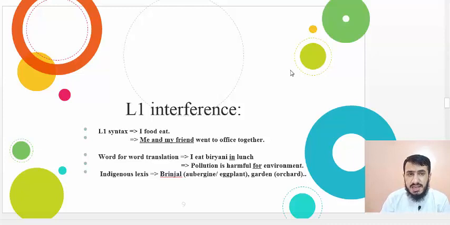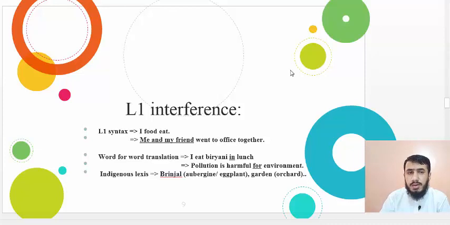And then indigenous lexis, I mean indigenous vocabulary. There are a couple of vocabulary items that are used in this area. For instance, brinjal. For brinjal, a native speaker from Great Britain would say aubergine, and a native speaker from the United States of America would say eggplant. However, in Indian English, you will hear the word brinjal a lot. Similarly, they use the word garden for orchards, because the greenery part that they have in their house, they call it a garden.